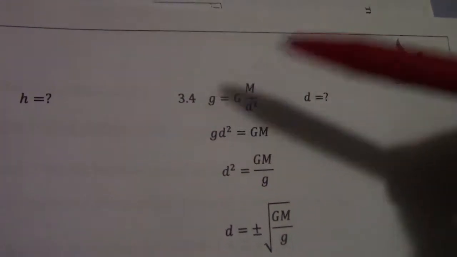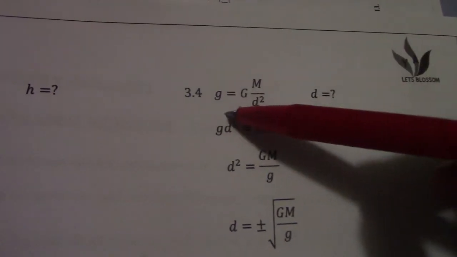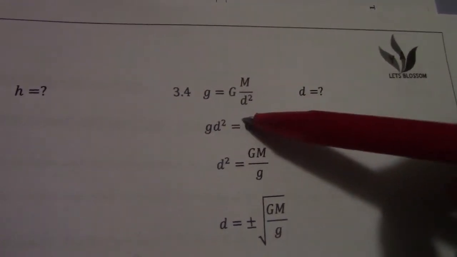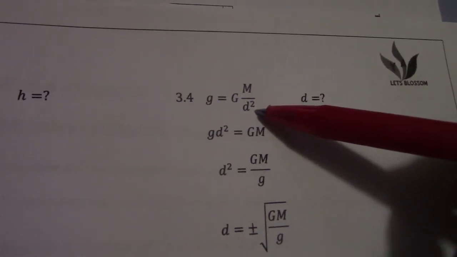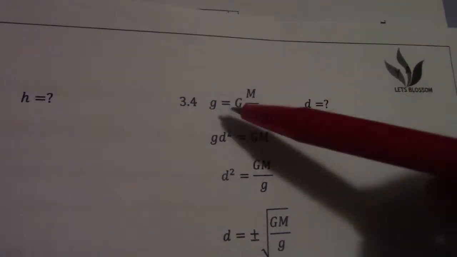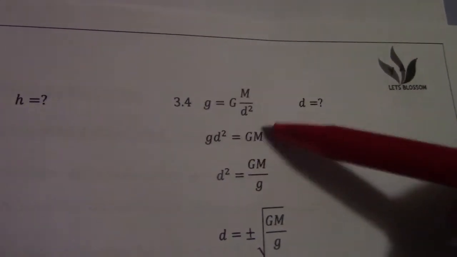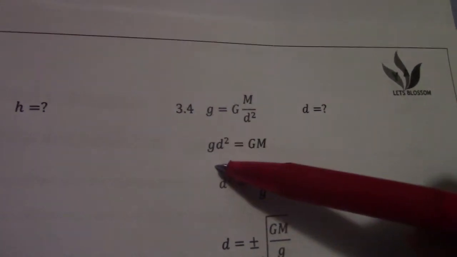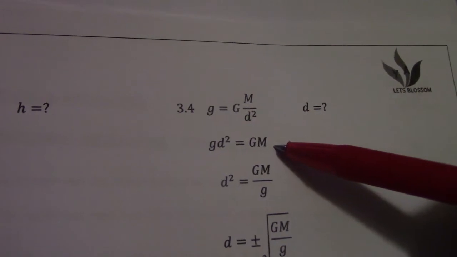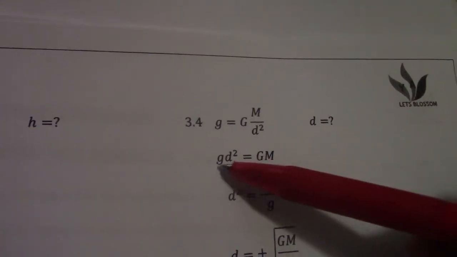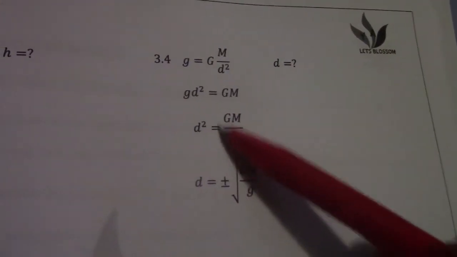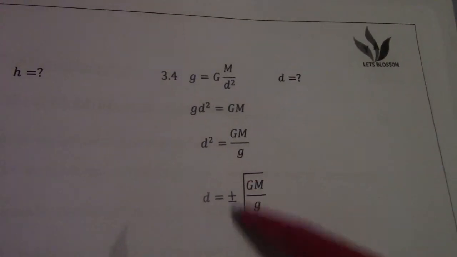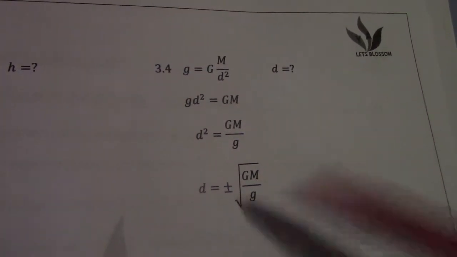3.4, to calculate gravitational acceleration, g equals gravitational constant times mass divided by the distance between the masses. So to make d the subject of the formula, first I multiply the denominator away. I hope you pick up the similarity. It becomes g d squared equal G times M. Now d is the subject of the formula, so I have to get rid of g. So divide by g on both sides, that gives me d squared equal GM over g. So d equals plus or minus the square root of GM divided by g, because whenever we find the square root, it must be plus or minus.